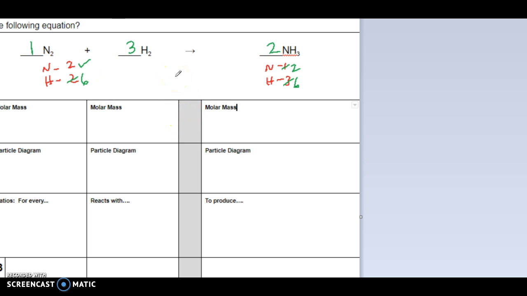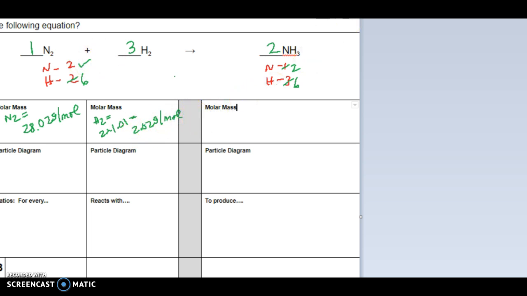Okay, the molar mass. N2 is going to be 2 N's, and an N is like 14.01, so that's going to be 28.02. Remember, molar mass is grams per mole. Hydrogen, I have an H2, so there's going to be 2 times 1.01, so that's 2.02 grams per mole.